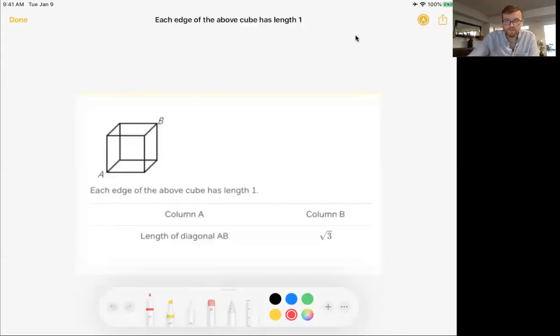So this one's pretty common. In fact, I think it's probably popped up on most of the standardized tests that I've ever taken, where you have to do something about the diagonals of cubes.